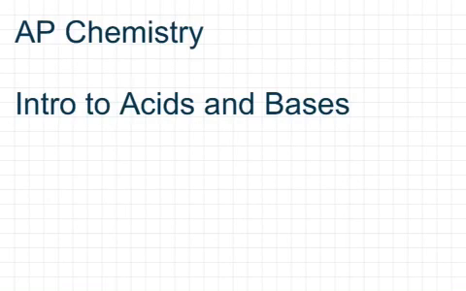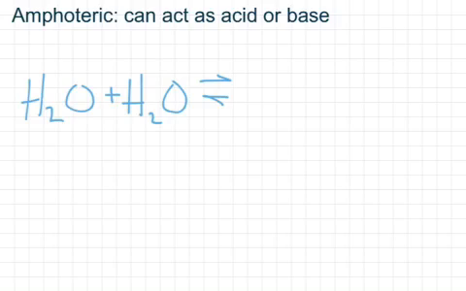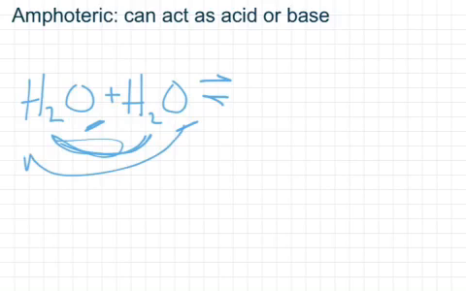So hopefully this will just be a quick recap of an intro to the very beginning of acids and bases. Just as a reminder, water is what we call amphoteric, which means it can act as an acid or a base. The reason it does that is that when water molecules are bumping into each other, we have to remember that the oxygens are very electronegative, and occasionally one water's oxygen will actually steal a hydrogen from the other one.